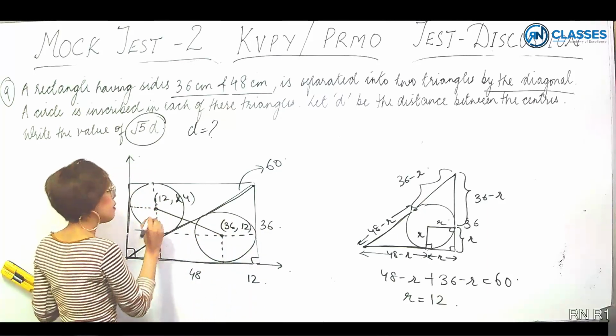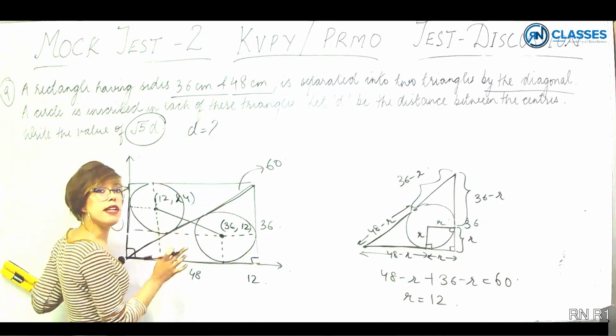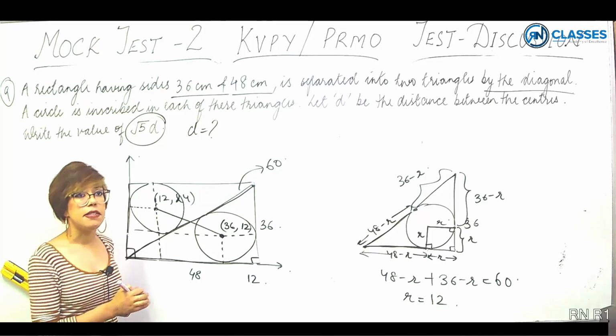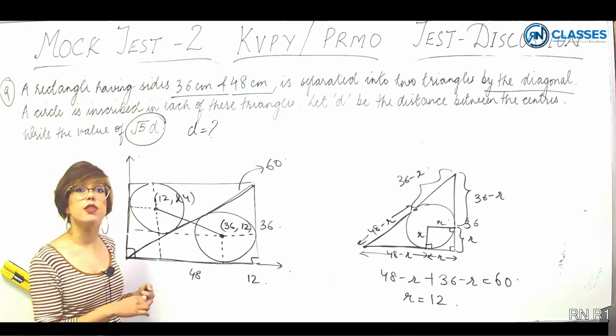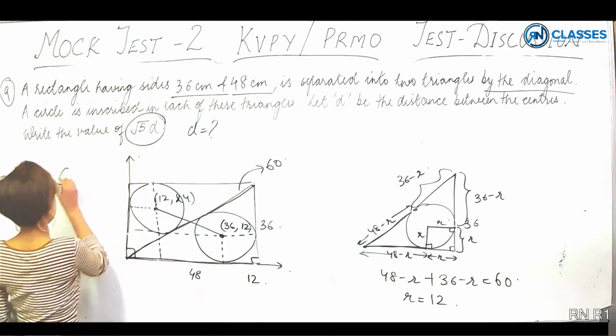I know the coordinates of this point. I know the coordinates of this point. I can find the distance between the two coordinates. Right? Using distance formula. For the younger class kids or the lower class kids, they can use Pythagoras theorem. You'll get the answer. The answer turns out to be 60.